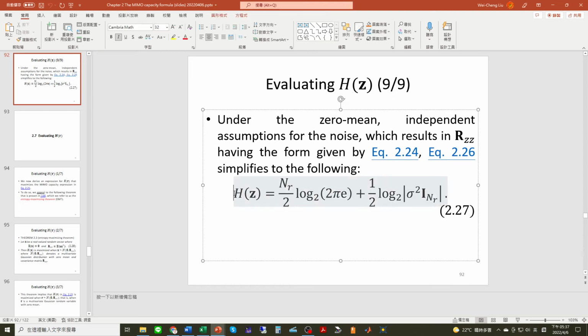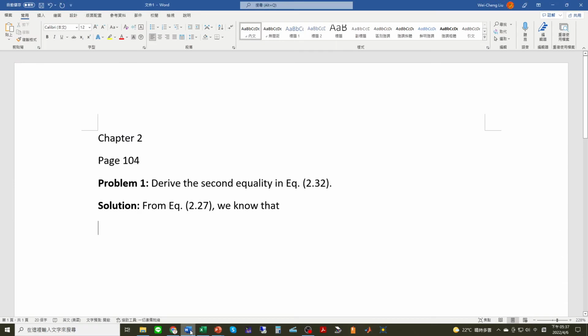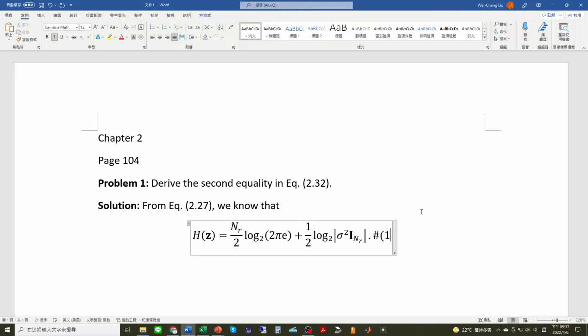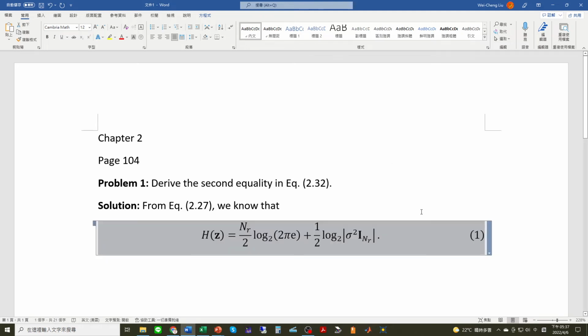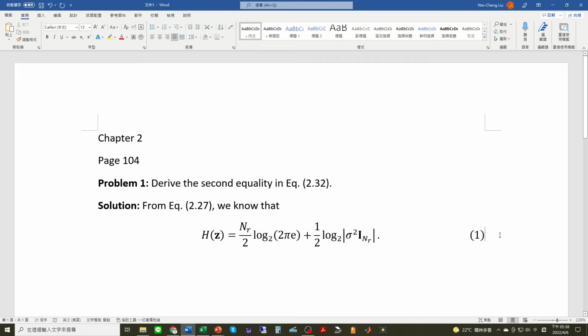Okay, we know that this equation, copy and paste, is equation 1. We know that H of V is equal to NR over 2 times log 2 of 2 pi E plus 1 over 2 times log 2 of the determinant of sigma squared times INR.